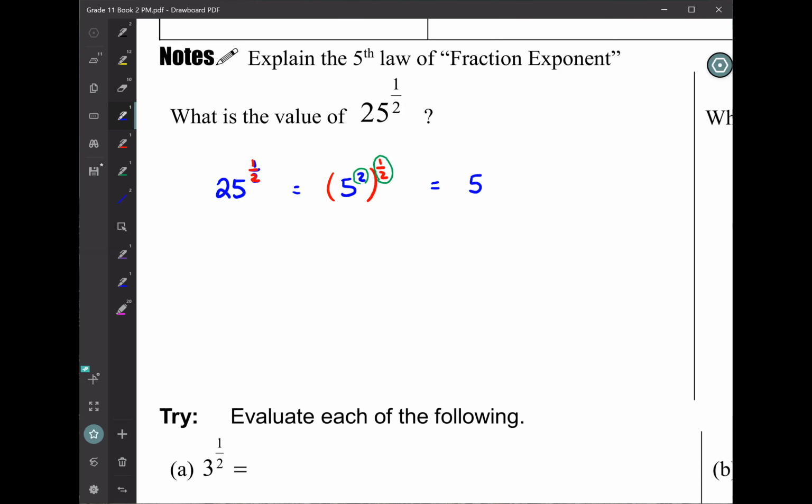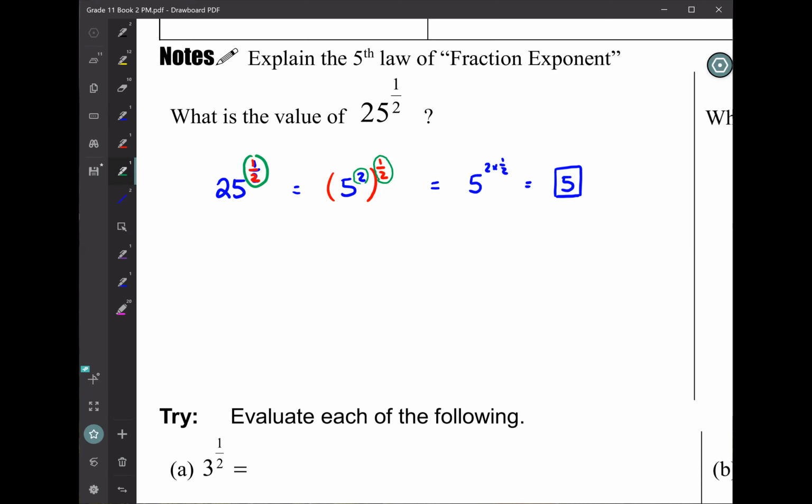5 to the power of 1. Yeah, 2 times a half. I'll write it slowly. 2 times a half will become 5 to the 1. 5 to the 1 is the same as 5. So 25 to the half becomes 5. So what is happening here? Why does having a half as an exponent make 25 become a 5?